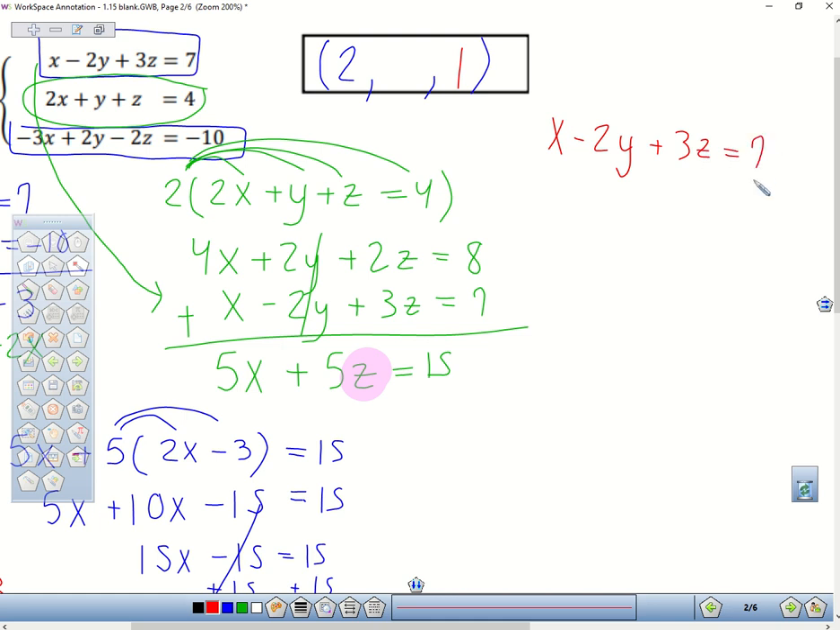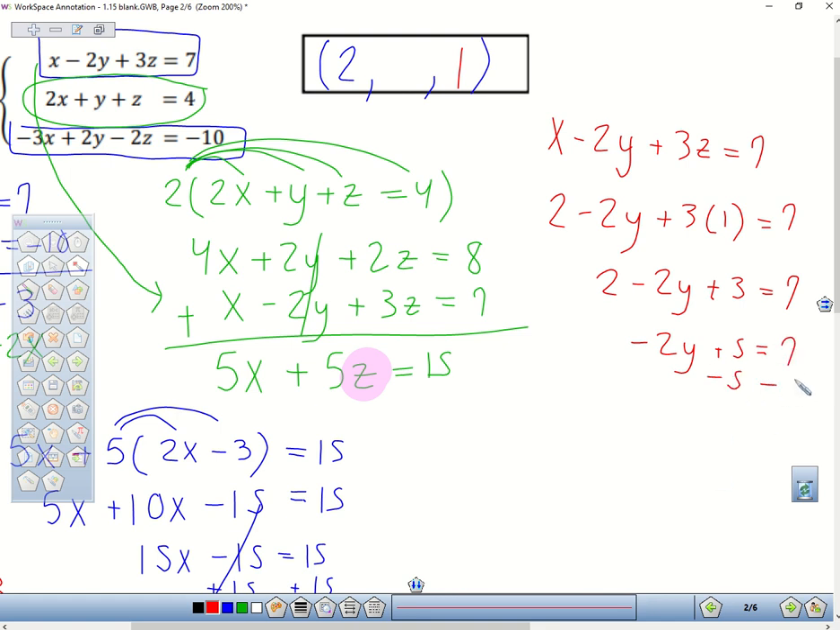From here, I'm going to plug in my x and my z because that's the information I know. That's going to give me 2 minus 2y plus 3 equals 7. That's negative 2y plus 5 equals 7. I subtract 5 on both sides. That gives me negative 2y is equal to 2. Divide by negative 2, which means y is equal to negative 1. So that's how you solve a system.